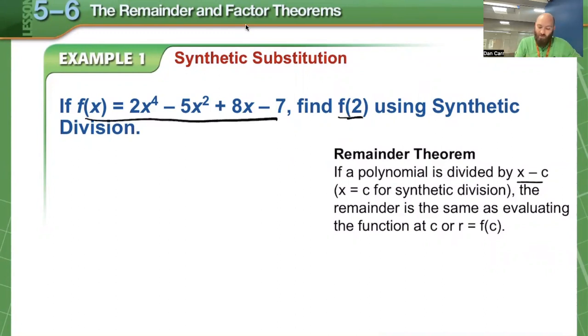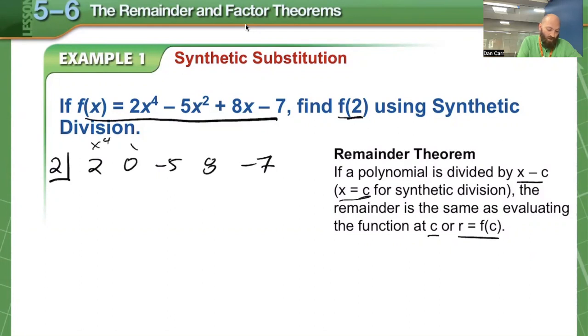If a polynomial is divided by x minus c, or x equals c for synthetic division, the remainder is the same as evaluating the function at c, or basically, the remainder is going to be the output of f of c. This is what it looks like. I'm going to take 2, put it in my box, and set up my synthetic division. So I've got 2. We're going to skip x to the third, so we'll put 0, -5, 8, and -7. So that's x to the fourth, x to the third, x squared, x to the first, and then x to the 0.